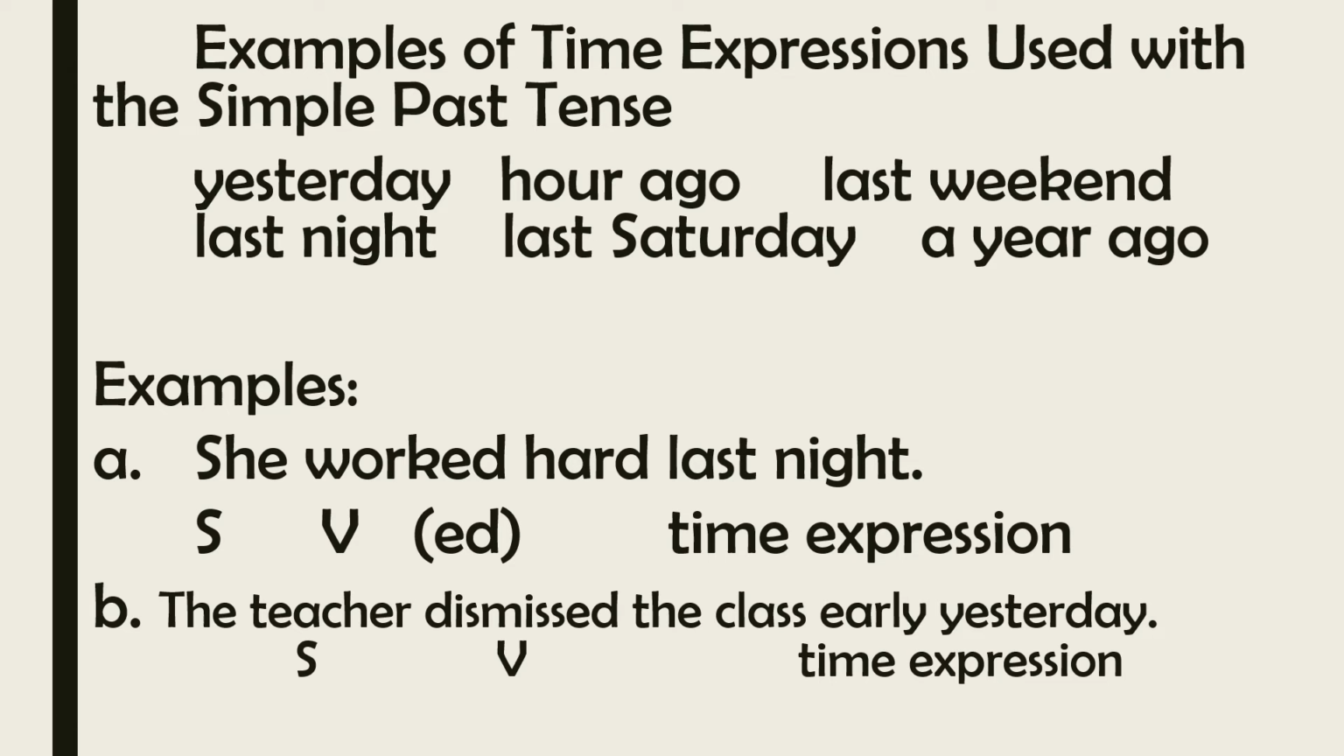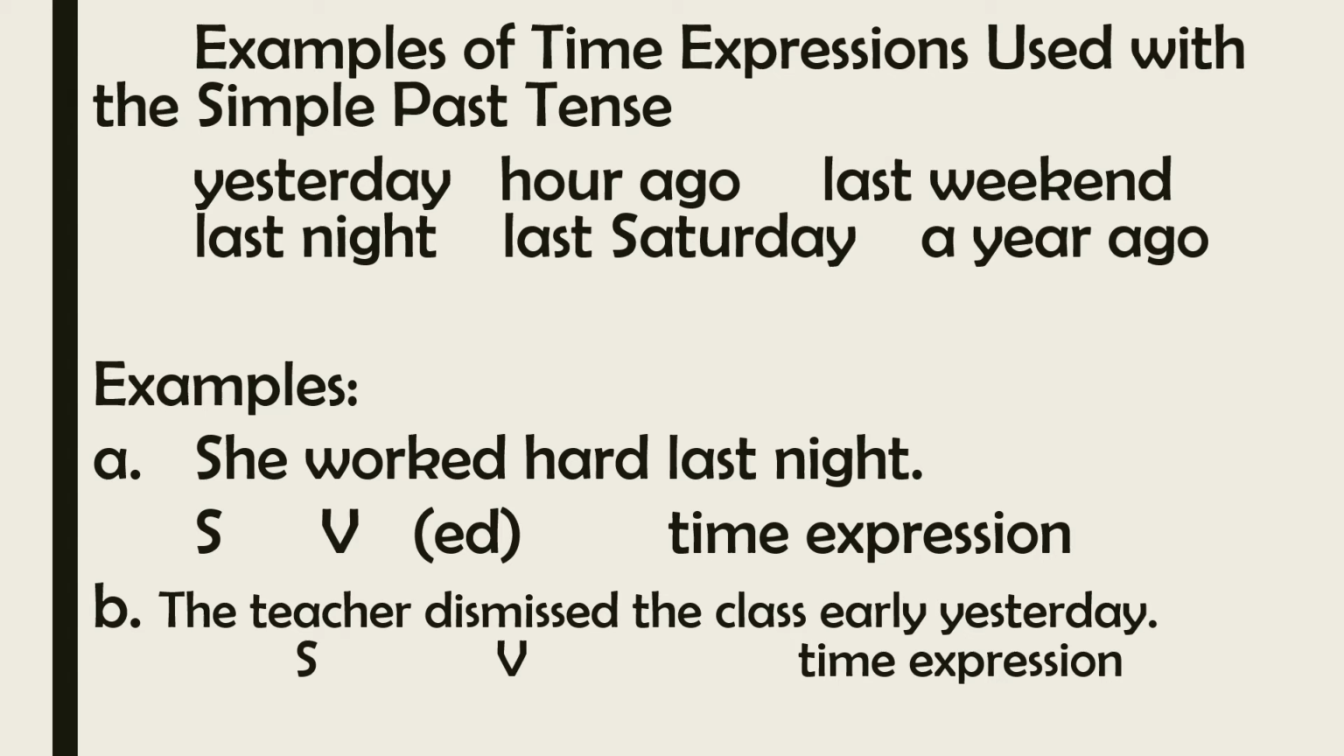So the next is the examples of time expressions used in the simple past tense. These are the time expressions used in forming a sentence in simple past tense. The first is yesterday, an hour ago, last weekend, last night, last Saturday, and a year ago. So let us see the examples.